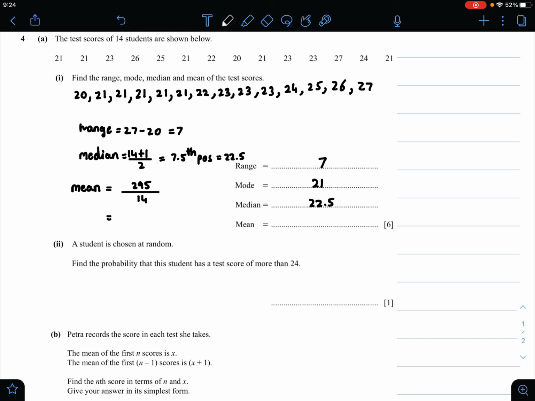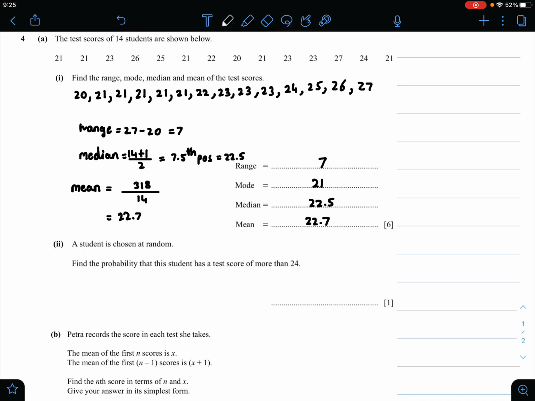My bad. Okay, so the total is not 295, the total is 318. So 318 divided by 14 is equal to 22.714, but it'll be 22.7 for the mean, because you have to give your answer in 3 significant figures, and the 4th significant figure, which is 1, is less than 5, so it won't round the 7 up to the next number.